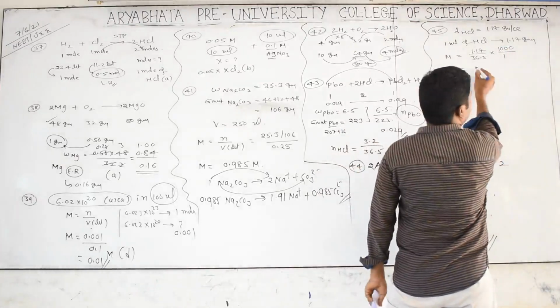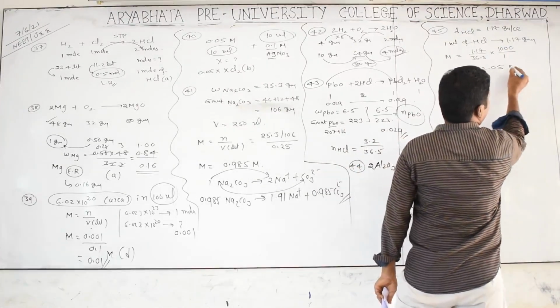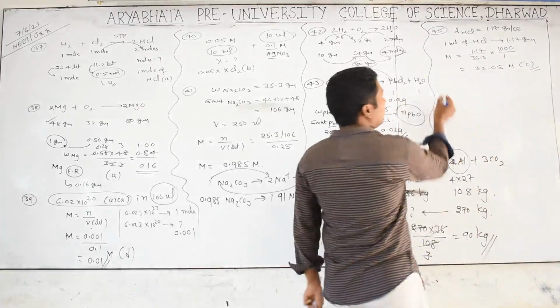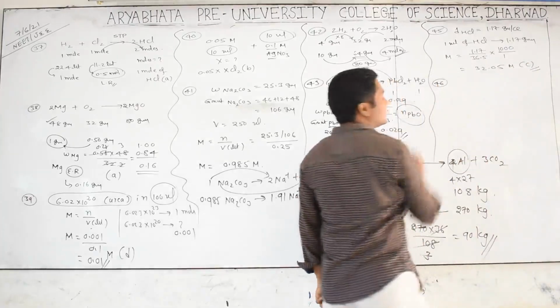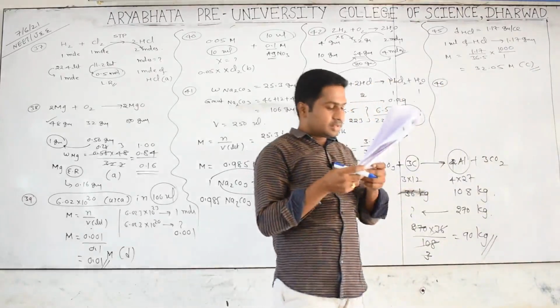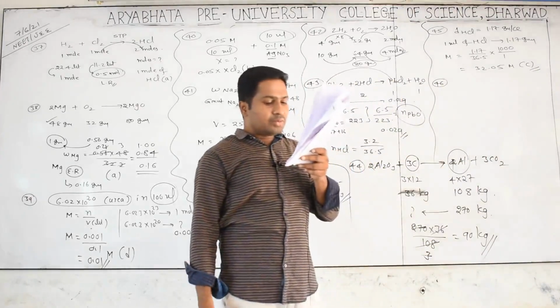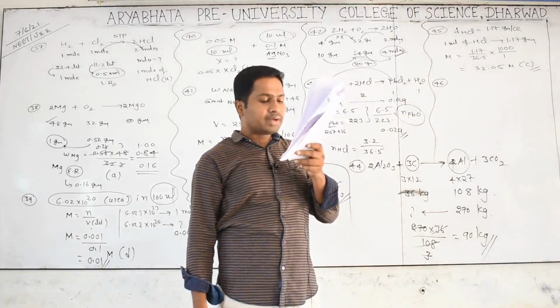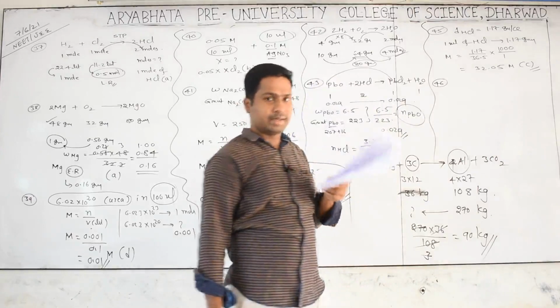Option C, we are getting 32.05 molar after simplification. Go for 46. What is that one? Volume of CO2 obtained by the complete decomposition of 9.85 grams of barium carbonate.